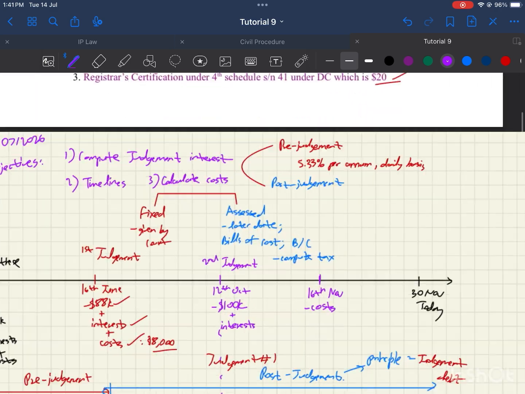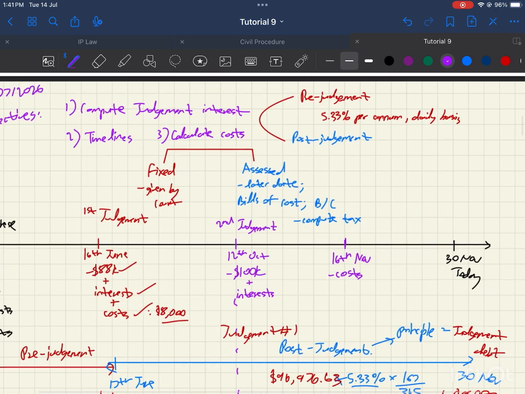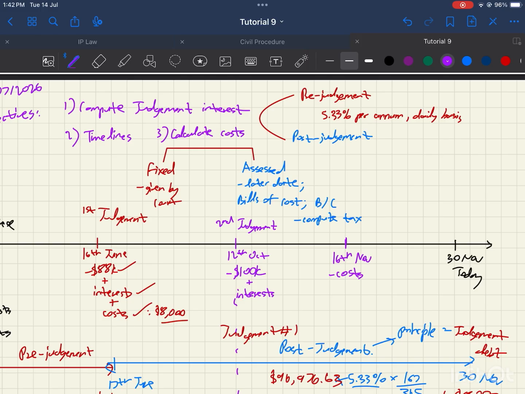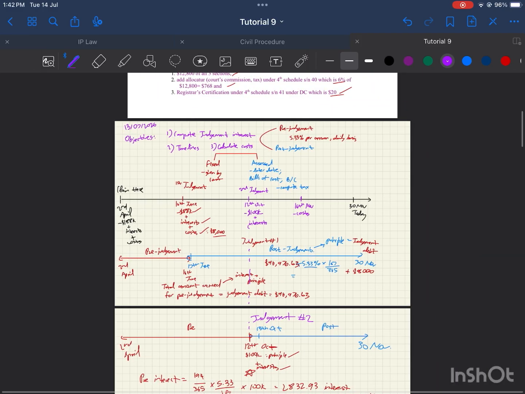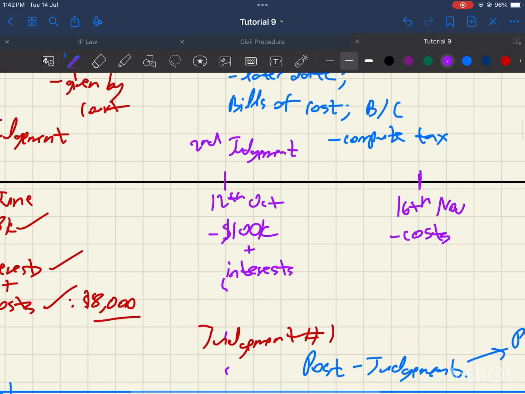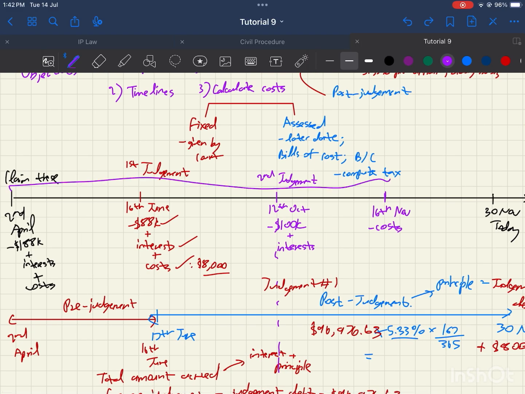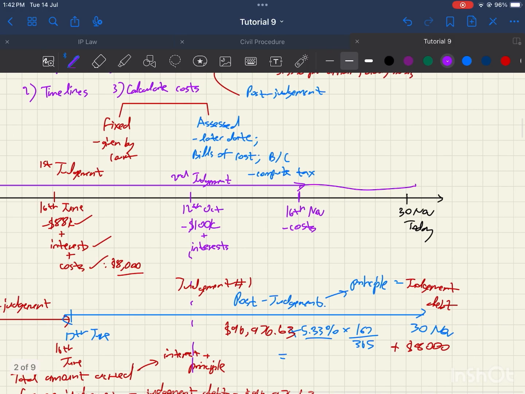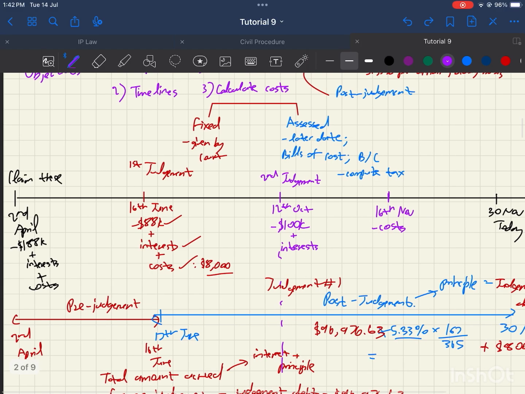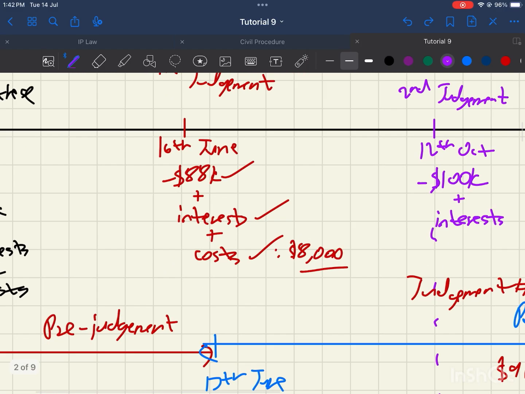And that is why I started with the caveat that when it comes to assessed cost, you gotta calculate the interest also. So as you can see here for the second judgment, you can calculate interest on 100,000, but the cost is at a later date. And since it's assessed, you gotta assess the cost, which is here, and then the post-assessment cost, which is here. Whereas for this first judgment, the cost is fixed. So you just gotta add up $8,000. And that, my friend, concludes the first question. Thank you very much.